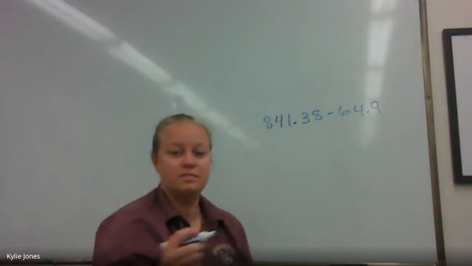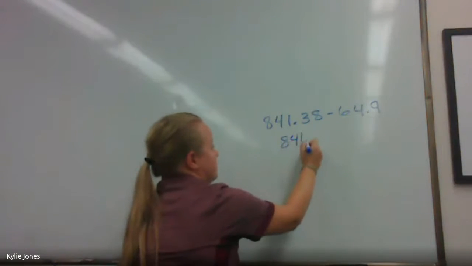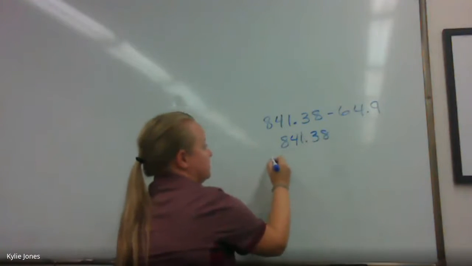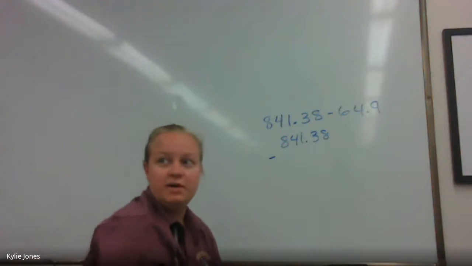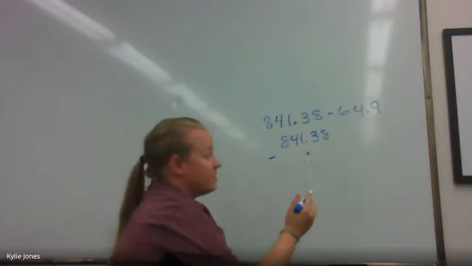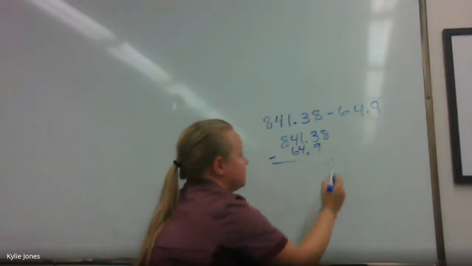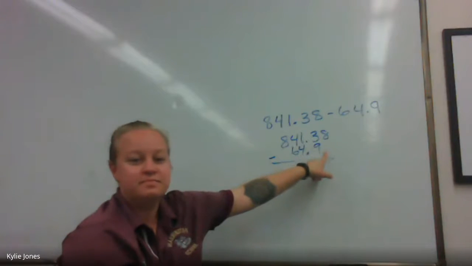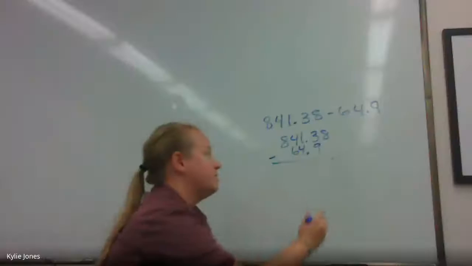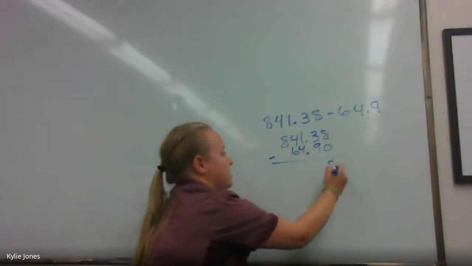All right, let's go over it. So we have 841 and 38 hundredths. And we need to make sure we line up our decimals. And we get 64.9. What do I need to add underneath the 8? A 0, good. Okay, so we have 8 minus 0 is 8.